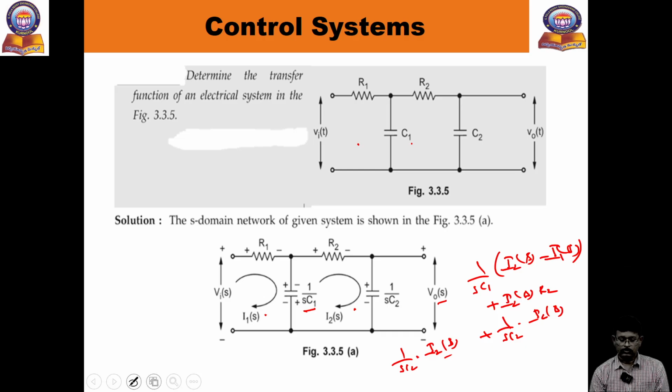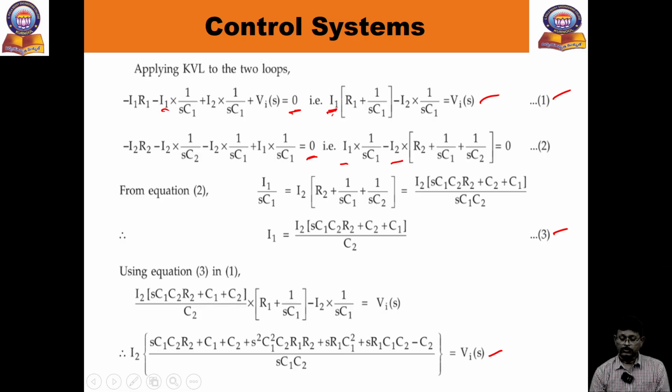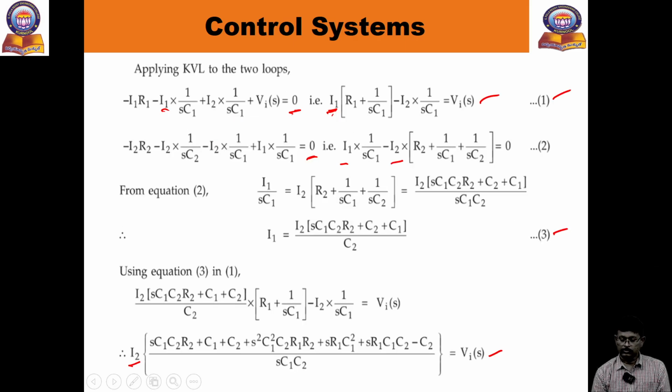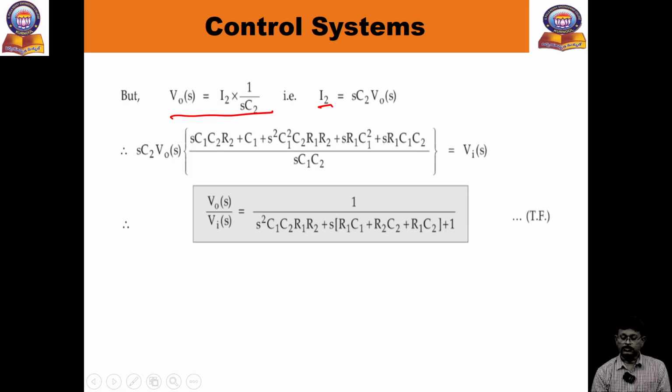You can observe here, what is the output equation? V0 of S equals I2 into 1 by SC2. So in this case, I2 equals S into C2 into V0 of S. In the previous case we had only I2 terms here. You can observe all are I2 terms; you have eliminated the I1 term. So input voltage equals I2 into that. Now in place of I2 you have to substitute the expression. So in place of I2 you are substituting S into C2 into V0 of S. By substituting, you will get the output divided by input.